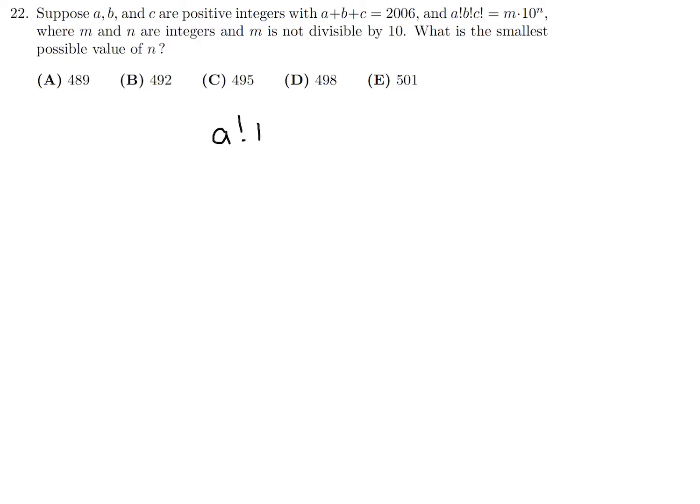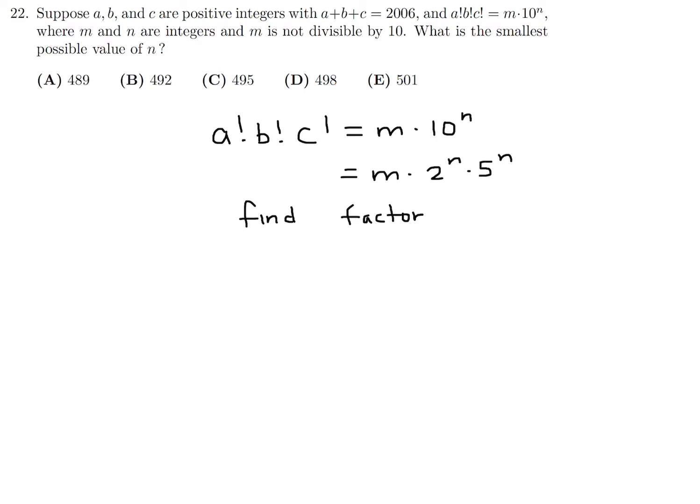A factorial times B factorial times C factorial is equal to M times 10 to the power of n. And we can further break down 10 into 2 to the power of n times 5 to the power of n, like that. And now this becomes a question that is essentially telling us to find factors of 5. And if we can do that, we can figure out the smallest possible value of n.